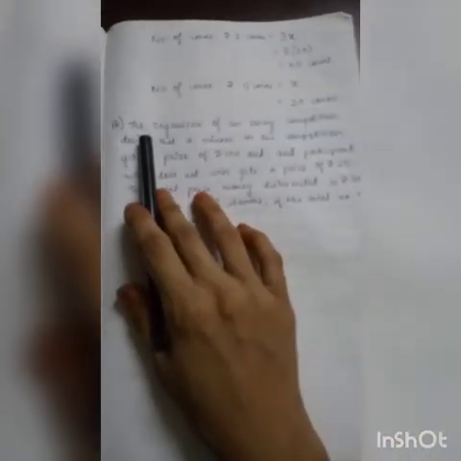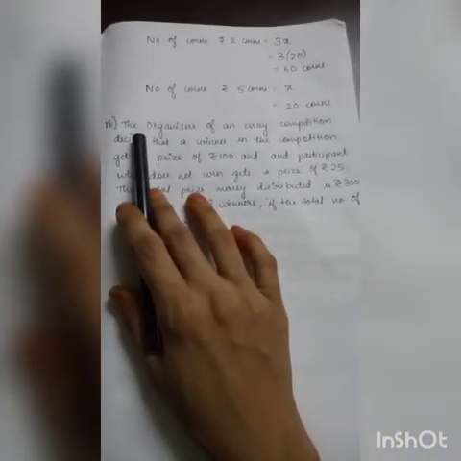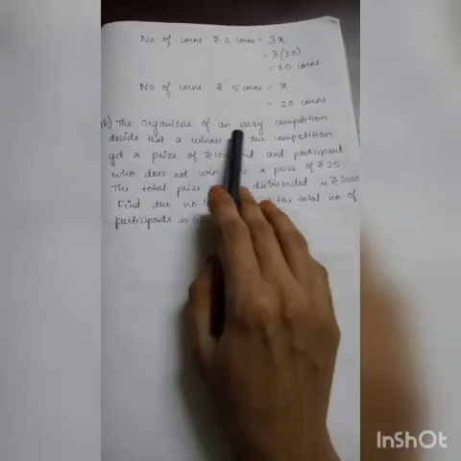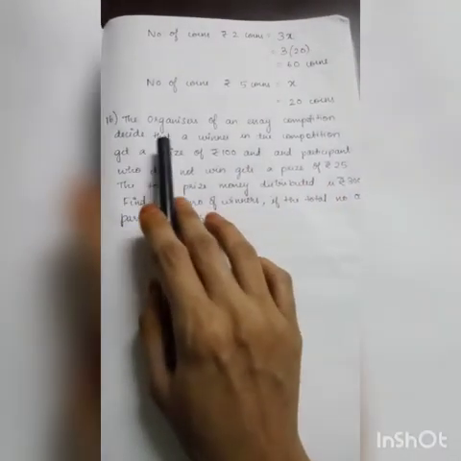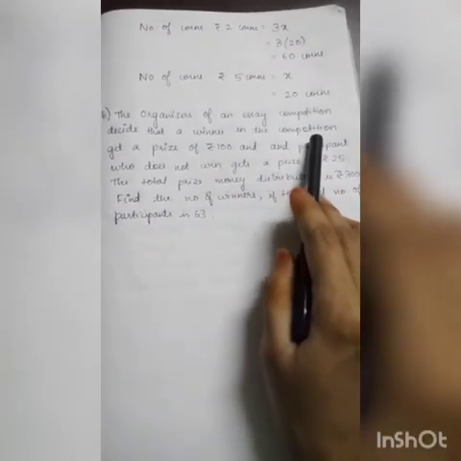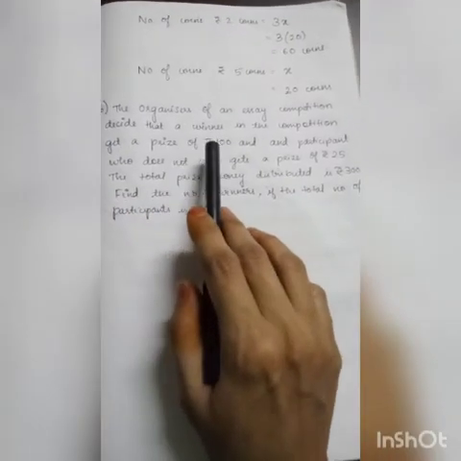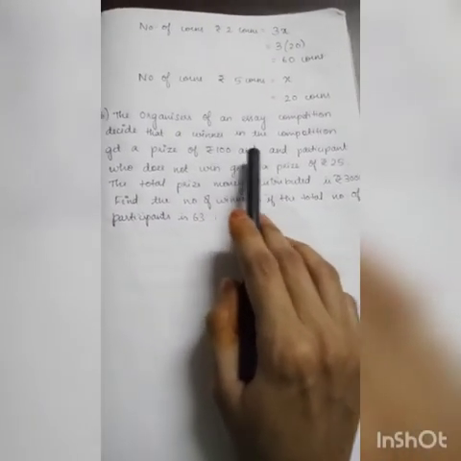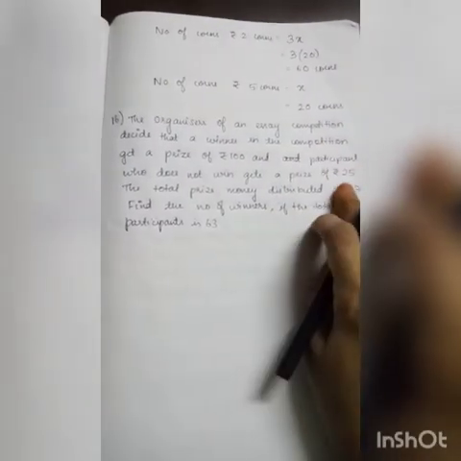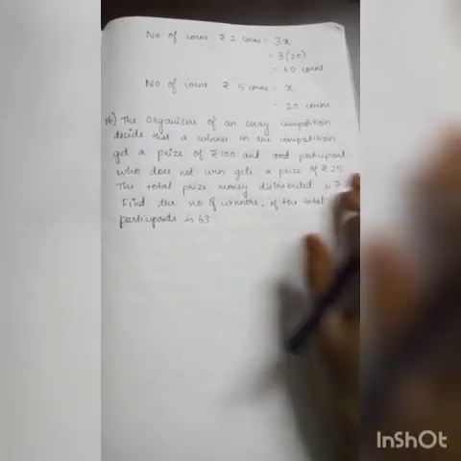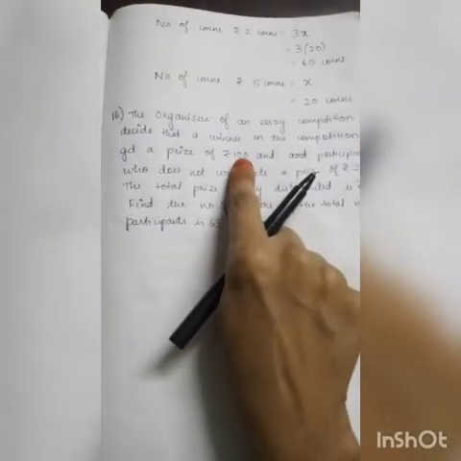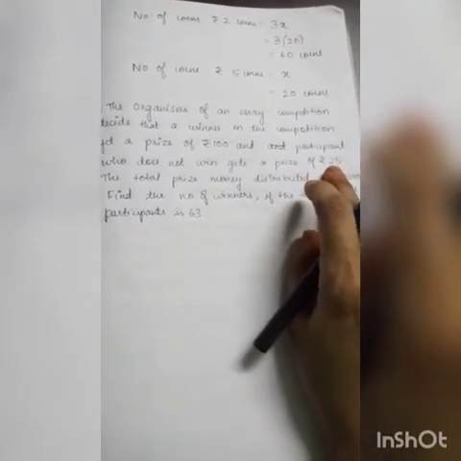Next is your 16th question, last question from this exercise, children. The organizer of an essay competition decides that a winner in a competition gets a prize of rupees 100 and a participant who does not win gets a prize of rupees 25. Okay, in that essay competition winner will get rupees 100 and the one who does not win will get rupees 25.